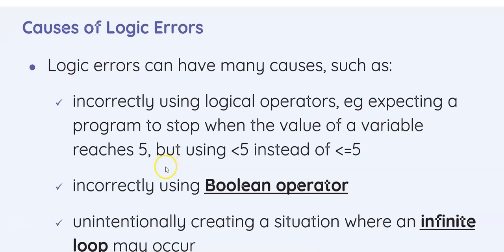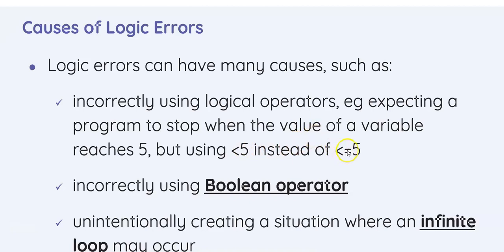Now there are different causes of logic error, and here are some. One, incorrectly using logical operators. For example, expecting a program to stop when the value of a variable reaches 5, but using less than 5. If you're saying that it should run until it reaches 5, but you use a condition that says less than 5, it will never stop because the condition will never become 5.